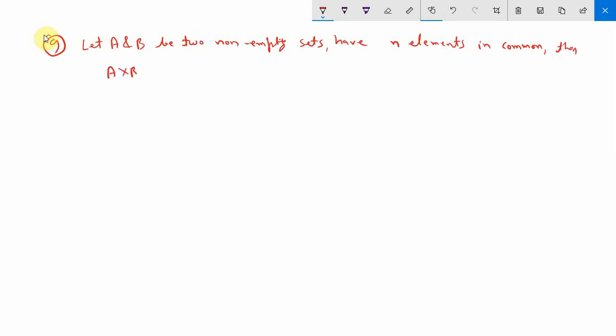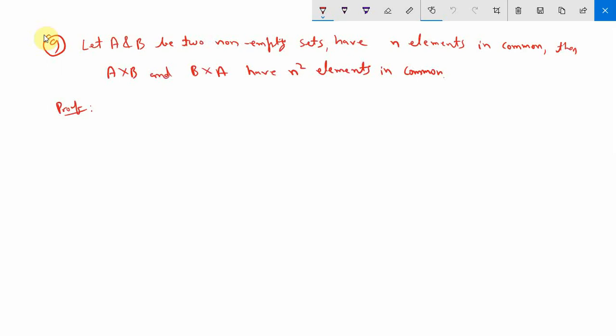Okay friends, so if A and B be two non-empty sets having n elements in common, then A × B and B × A have n square elements in common. Okay, so how we can prove this?